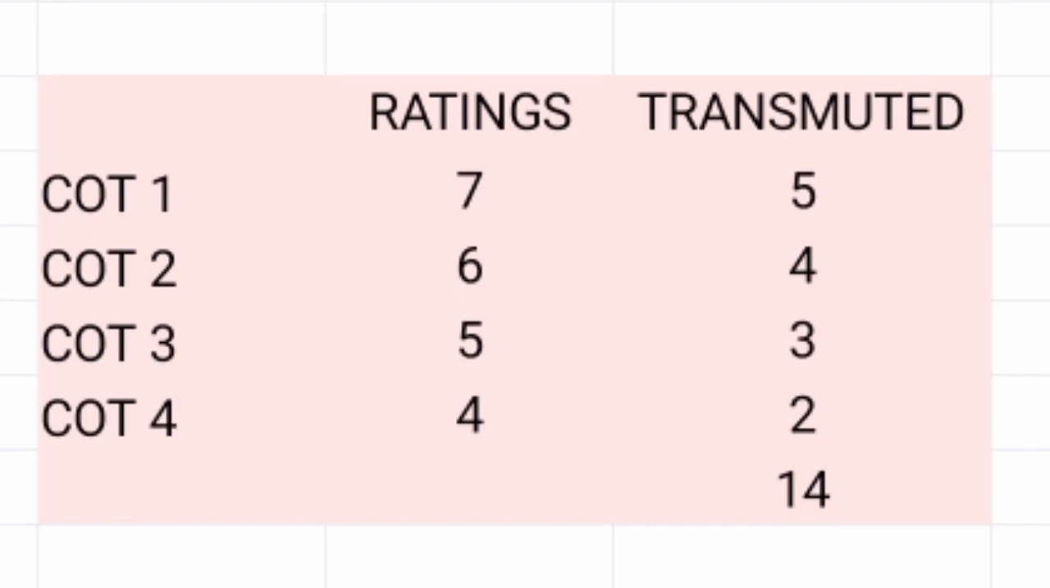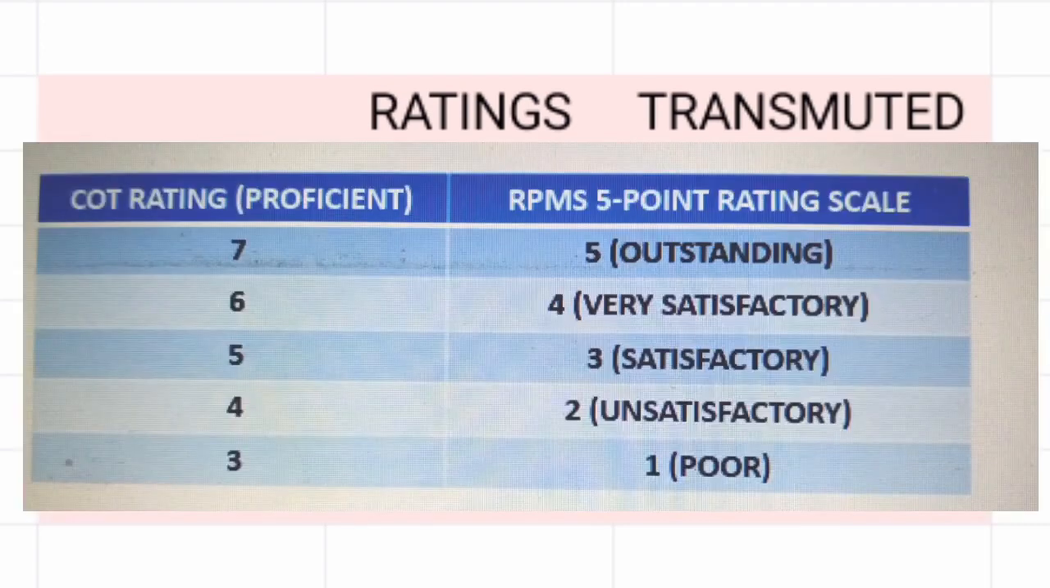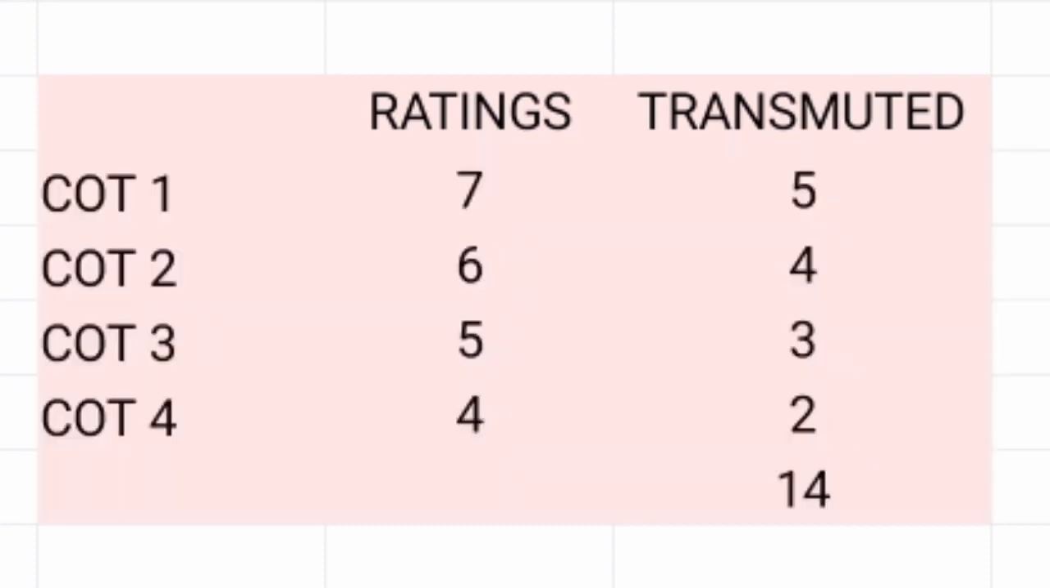So halimbawa, meron tayong 4 na COT. So 1, 2, 3, 4. And then, ang nota natin sa COT 1 is 7, sa 2 ay 6, 3 ay 5, 4 ay 4. So, itatransmute natin ang ating grades gamit ang RPMS 5-point rating scale. Kapag ang nota mo sa COT ay 7, ang nota mo na lalagay sa IPCRF is 5, 6 is 4, 5 is 3, 4 is 2, and 3 is 1.